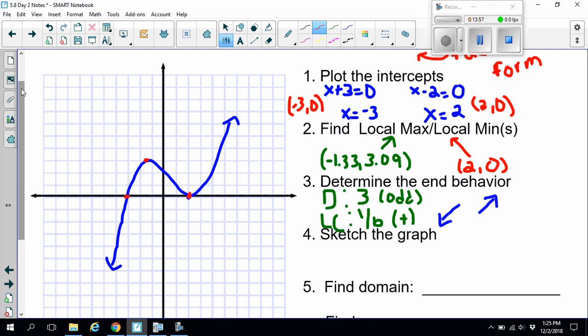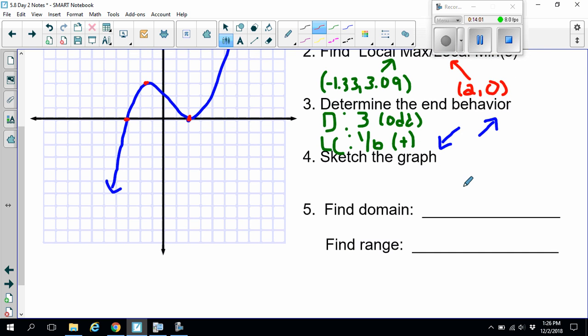Our last bit that we need to do is find the domain and range. Now remember, from the last slide, domain of every single polynomial function is from -infinity to +infinity. And remember, for range, if we have an odd degree, then our range is also -infinity to +infinity. Remember, we found the degree when we were trying to find the end behavior, and since our degree was 3, which is odd, that does mean that our range is also from -infinity to +infinity.